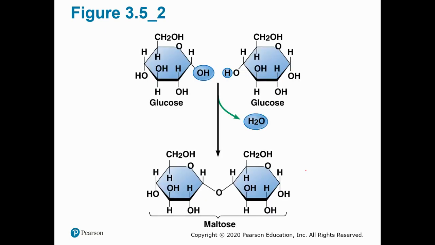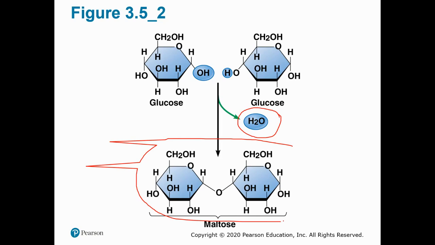Remember talking about dehydration reaction? Dehydration, the removal of water, puts two glucoses together to make a maltose. So the dehydration reaction takes two monomers and turns them into a dimer. At this point, a polymer would be many, but this would be a dimer.